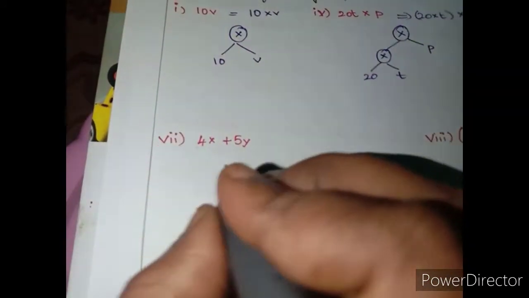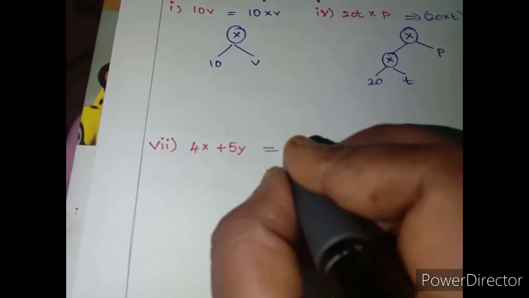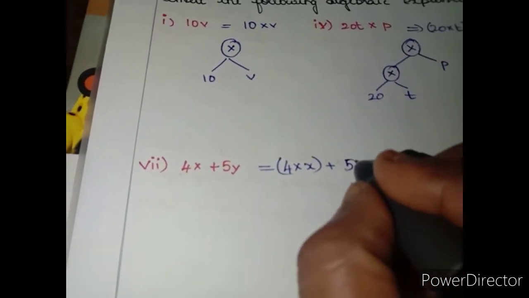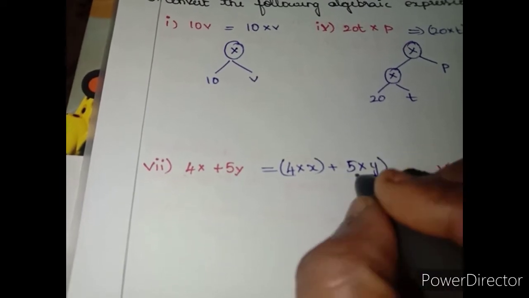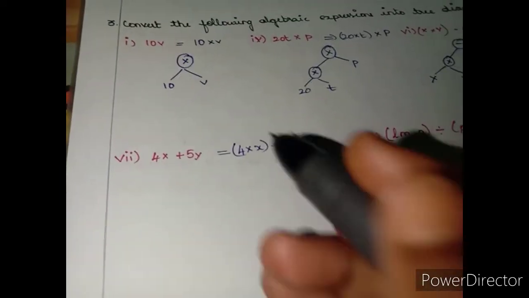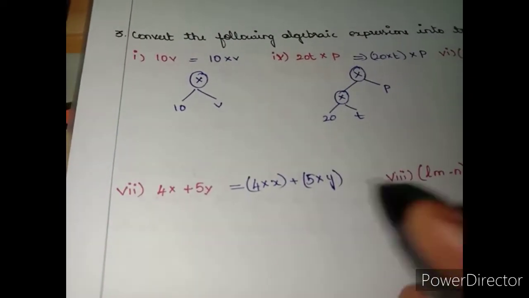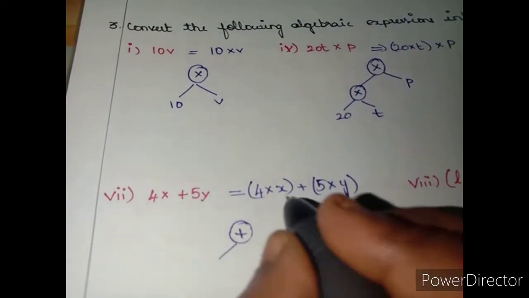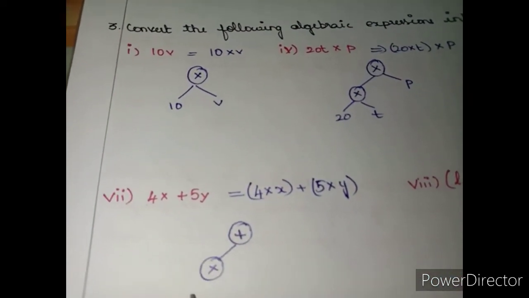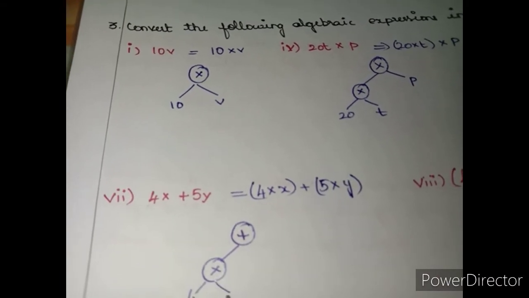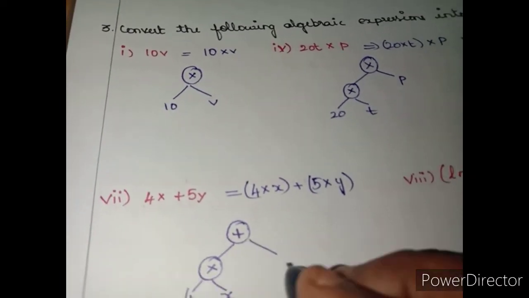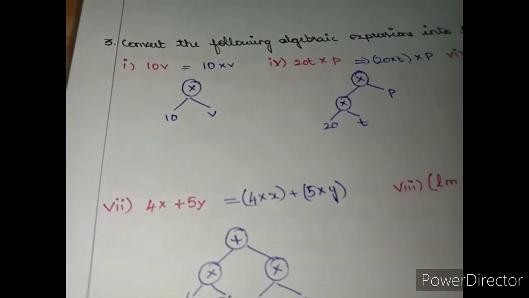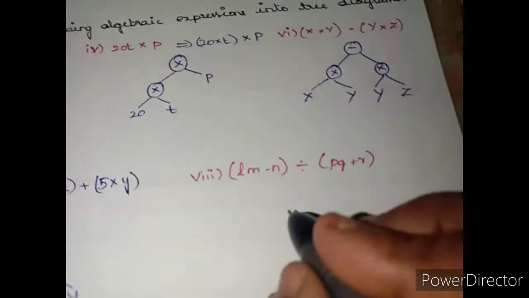4x plus 5y. So, 4x, how should we write this? 4 into x plus 5 into y. Okay. So how will you draw the tree diagram? What is the main operation? Addition. Plus. Into, 4 and x. Again here multiplication, 5 and y. Very simple. See the next question.